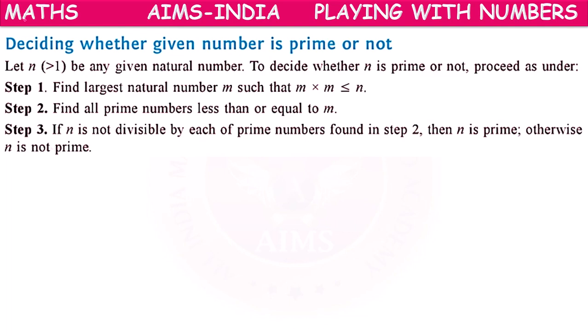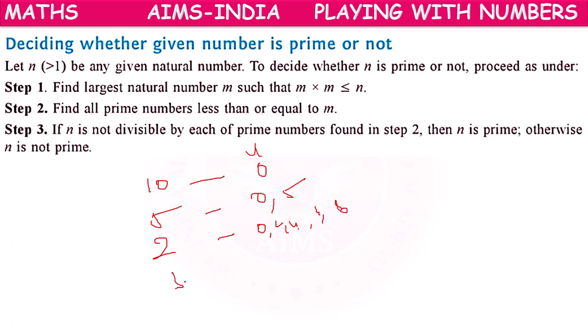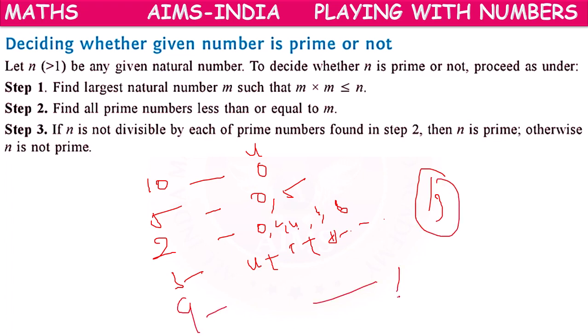Next. So what we have learned, children: divisibility by 10 means units place 0. Divisibility by 5 means units place 0 or 5. Divisibility by 2 means units place 0, 2, 4, 6, 8. Divisibility by 3 means the sum of all the places, units, tens, hundreds, like that, should be divisible by 3. Divisibility by 9 is also the same.